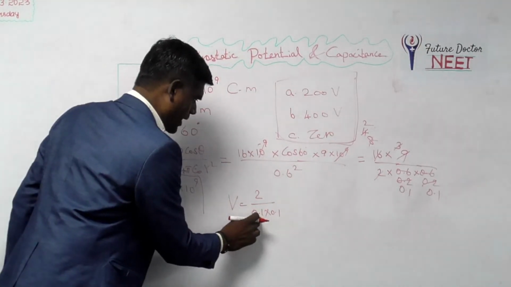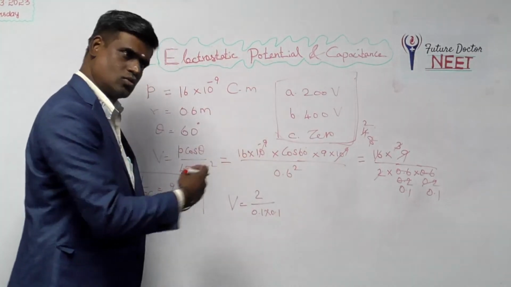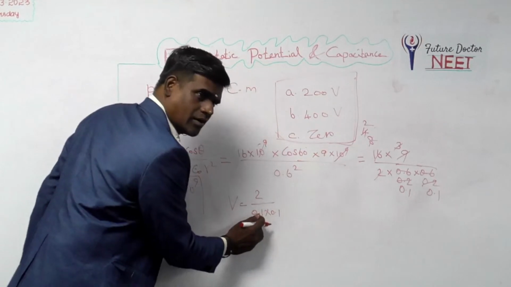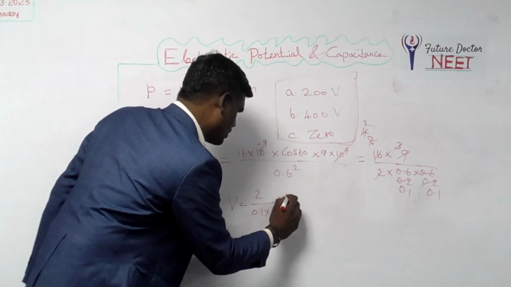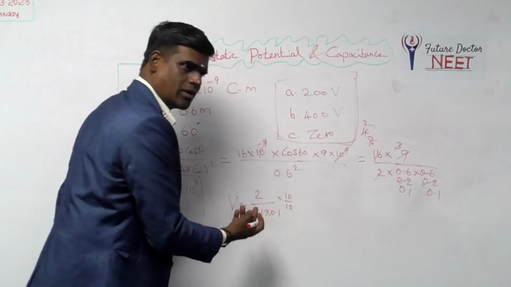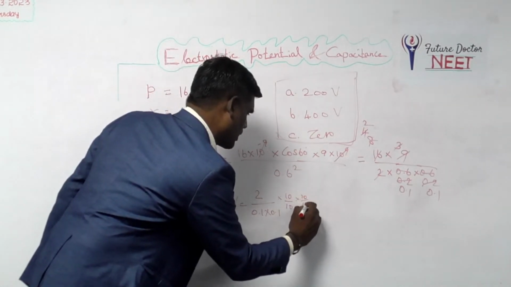This is 10 power minus 1 into 10 power minus 1. 10 power minus 2 comes up as 10 power plus 2, 200. This is one way. Or another way, if you multiply this with 10, and another 10, so into 10 by 10 for the first 0.1, and another 10 by 10 for the other 0.1. In a different way you can do.